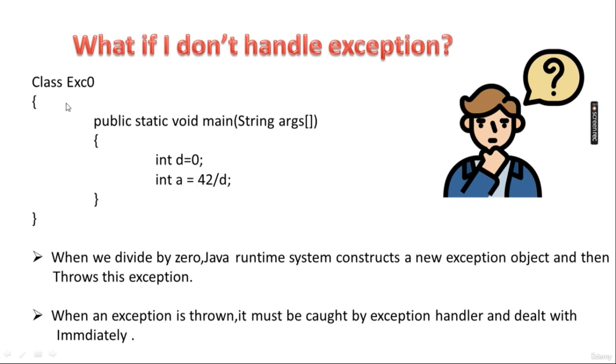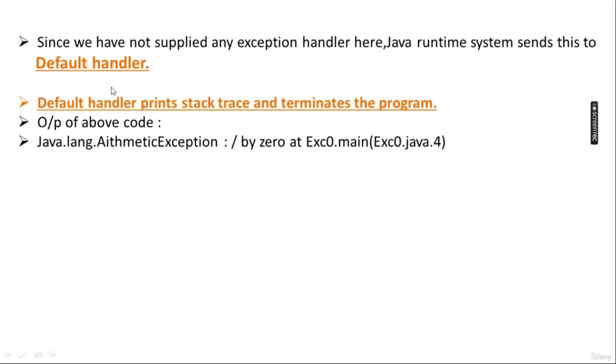Line number 1, then 2, 3, 4, like this. The default handler prints the stack trace, and it is the responsibility of the default handler to handle this, because we have not provided any try block or any catch block. After printing this, your program will end. So your program actually crashes, but actually it is not, because the default handler has printed this message.